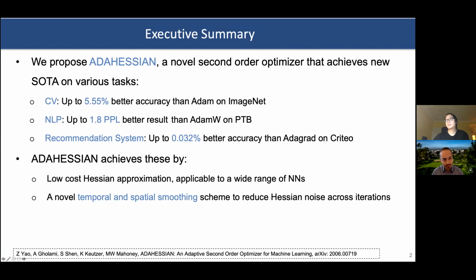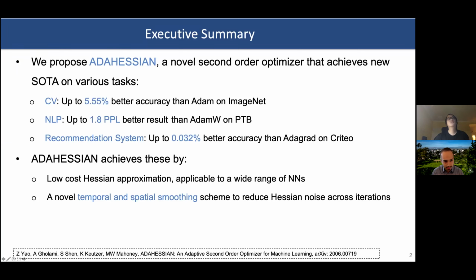And I should say that this is actually one of the first optimizers that's achieving the same performance as SGD on computer vision tasks, and significantly better than Adam. On NLP, we get significantly better than SGD and up to 1.8 better perplexity than the best optimizer, called AdamW. And we even tested this on recommendation systems, where we get 0.032% better accuracy than AdaGrad. This number is a little bit smaller compared to the other ones, but for recommendation systems, this is the order of accuracy improvements.